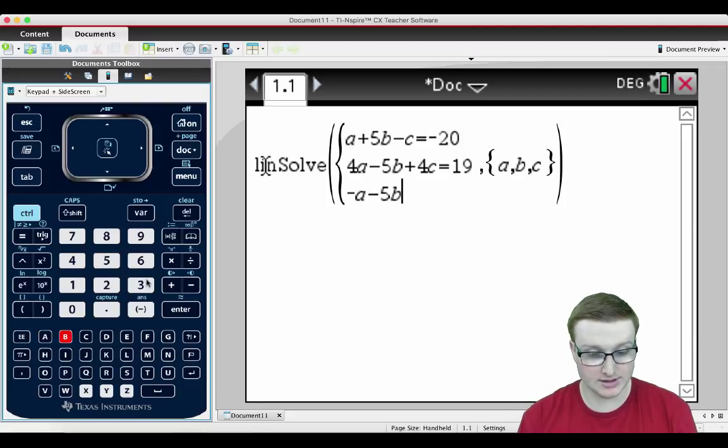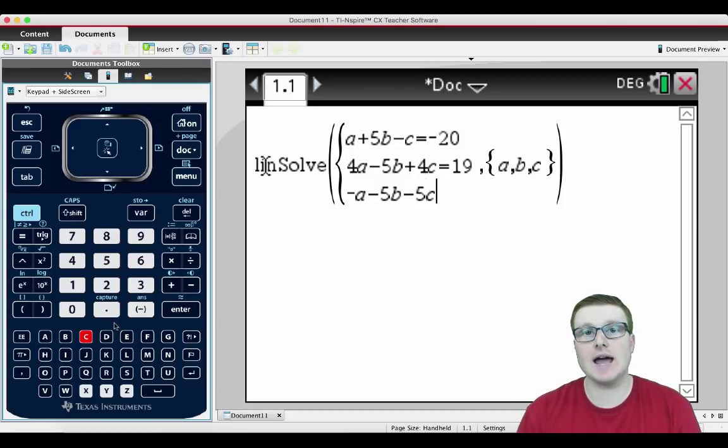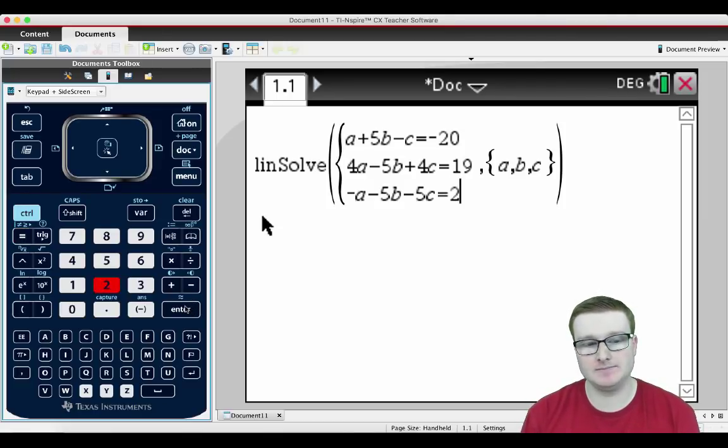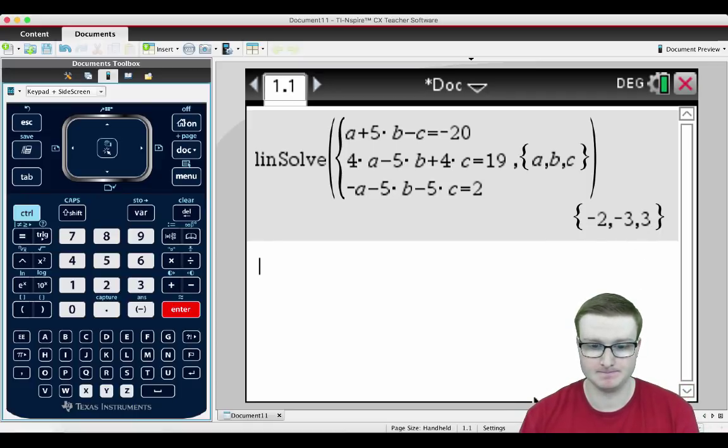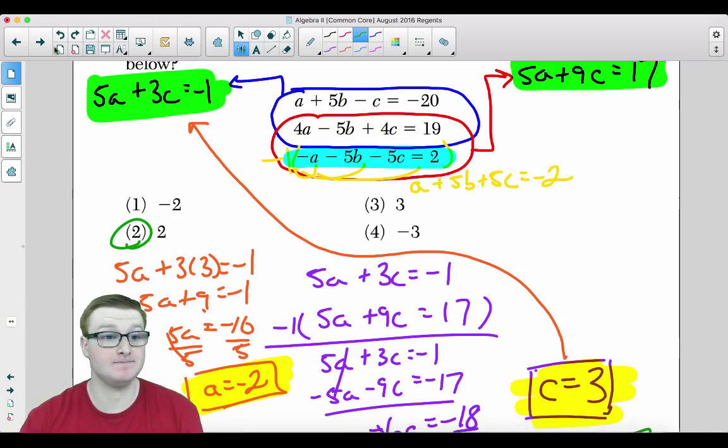All right, so we're almost done. Now, here's the thing. If you left this as x, comma, y, comma, z, and you typed in a's, b's, and c's, it's going to give you a big error message. You need to make sure that your letters are the same. So just keep that in the back of your brain. Click enter. Ta-da. And 2 is not there. So your answer is choice 2.